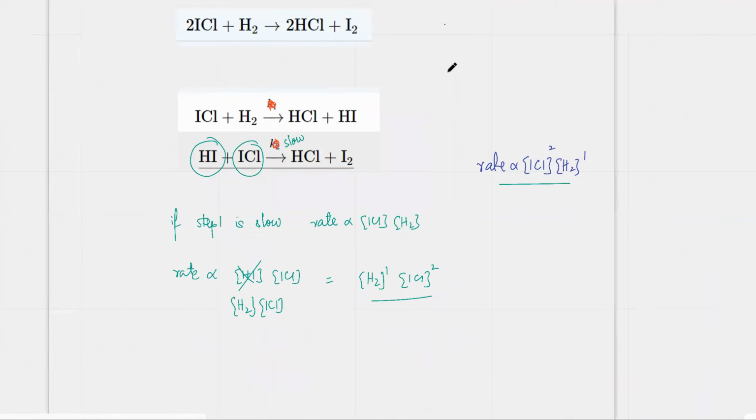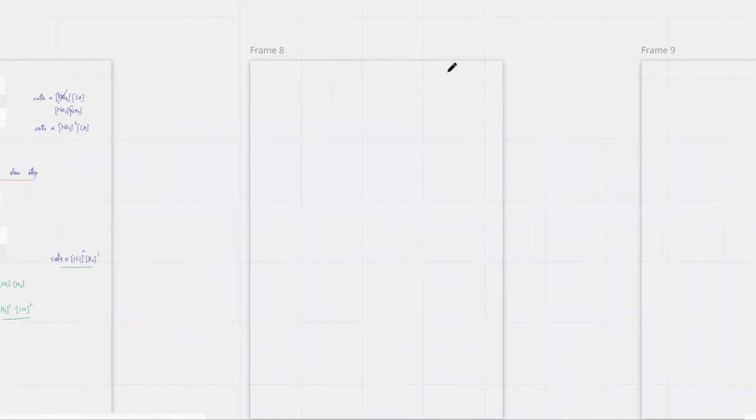So, now moving on. Okay, now let's move to the next thing. That's all about mechanisms. There's another way of finding orders. That's the second method. And the second method for finding order is known as the half-life method.